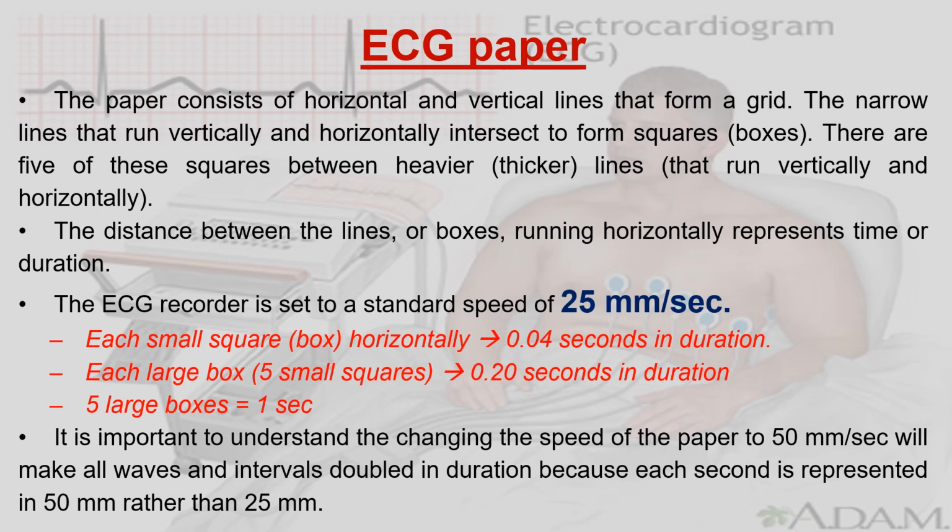In order to calculate like this, you have to be sure that the recorder speed is 25 millimeter per second. Because if you change the speed, let's say we doubled the speed of the paper, from 25 millimeter per second to 50 millimeter per second, everything will be doubled, because now you represent each second in 50 millimeters, not in 25 millimeters. So the duration of everything will be double the normal. Sometimes we do change the speed of the paper on purpose, and sometimes it's a mistake, someone pressed a button and changed it without noticing.